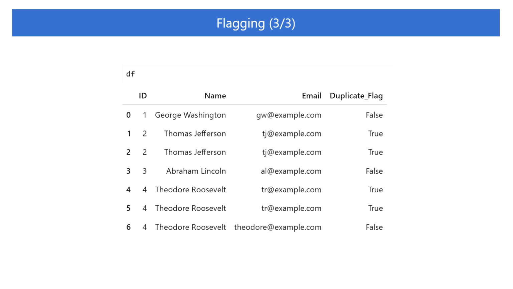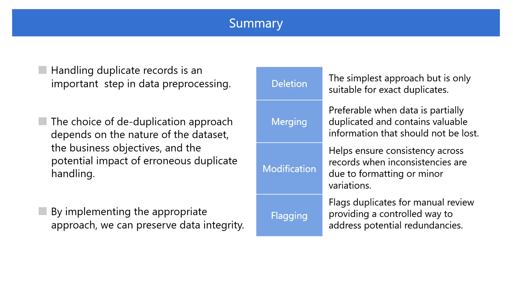Flagging is commonly used in industries where data accuracy is critical, such as healthcare and finance, where incorrect modification could lead to severe consequences. Handling duplicate records is an important step in data preprocessing that requires careful consideration of the dataset structure and the specific needs of the analysis. Deletion is the simplest approach, but is only suitable for exact duplicates. Merging is often preferable when data is partially duplicated and contains valuable information that should not be lost.